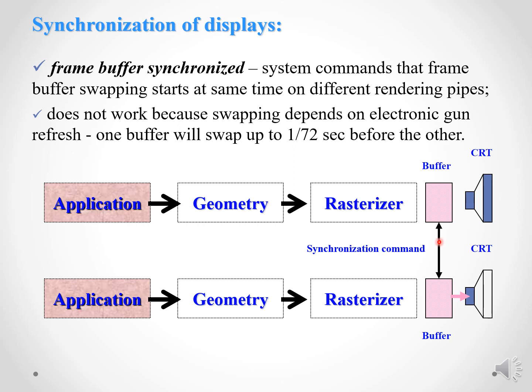So using this frame buffer synchronize is also not working. It cannot solve this problem because the swapping depends on the electronic gun refresh, and one buffer will only swap up to once per 72 seconds before the other. So it cannot project the image at the same time as well. So this frame buffer synchronize cannot solve this problem. So they came up with the third solution in the next slide. Let's see whether the third solution can solve the problem or not.